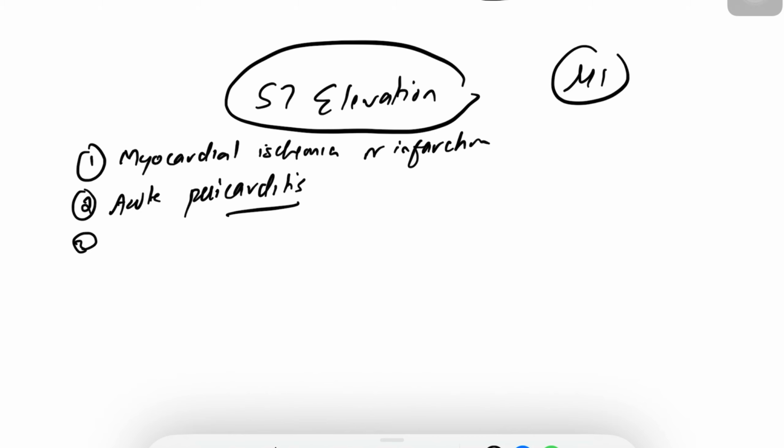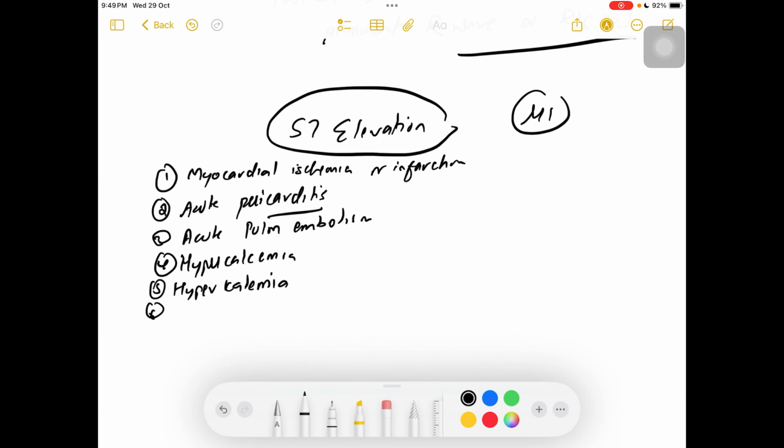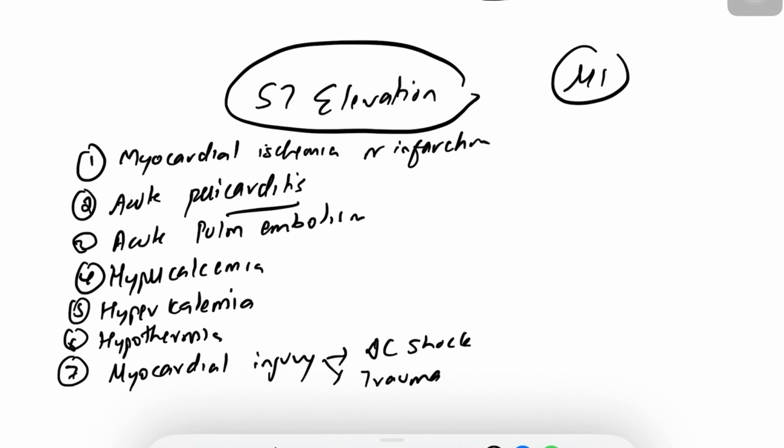Other causes like acute pulmonary embolism, hypercalcemia, hyperkalemia, or hypothermia. Because of myocardial injury due to DC shock or trauma, in this case also there will be ST elevation. Okay, if there is any tumor that is invading the left ventricle, then also we can see ST elevation.